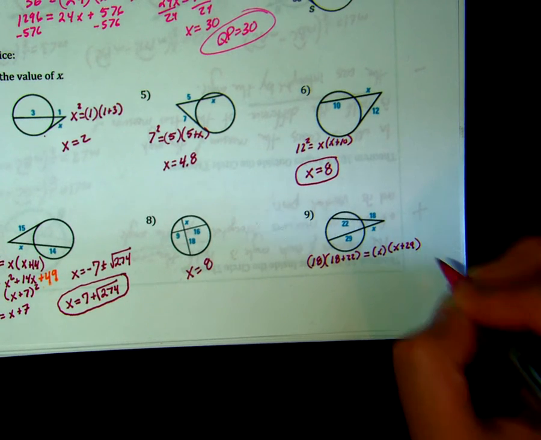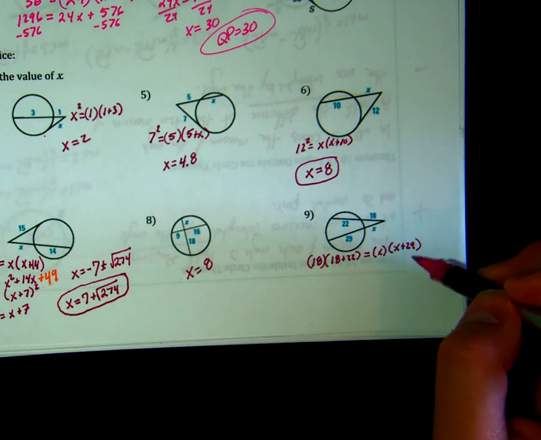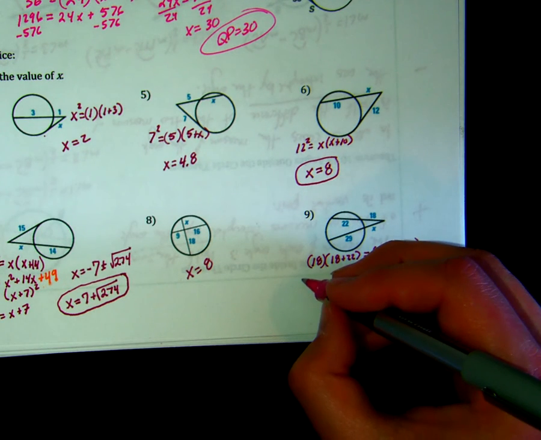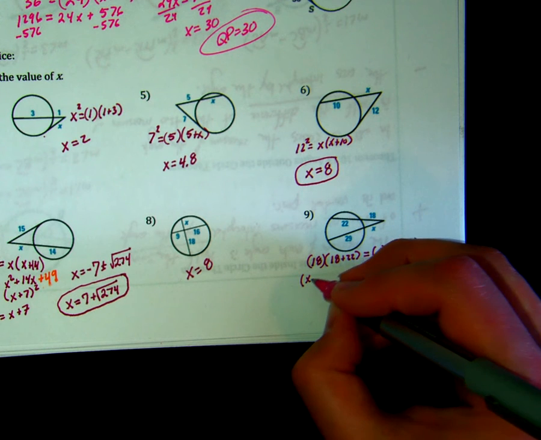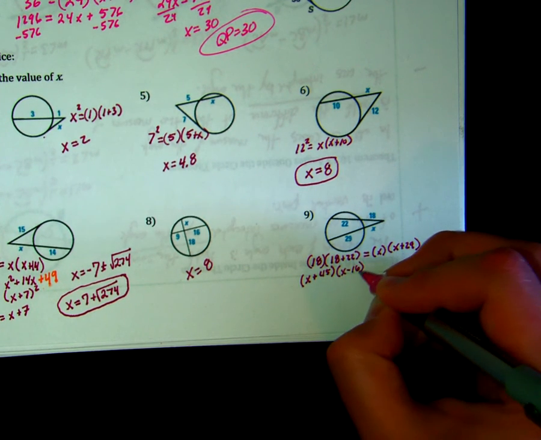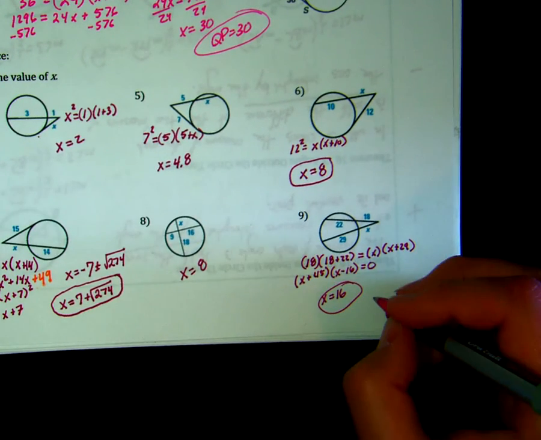So the numbers are a little big. It does end up giving you a quadratic. The quadratic is factorable. It's not super easy to factor. It ends up being x plus 45 and x minus 16. So again, that gives you the solution of 16.